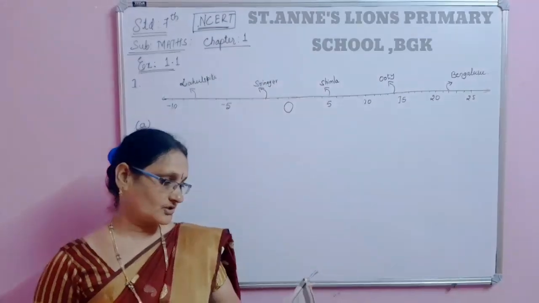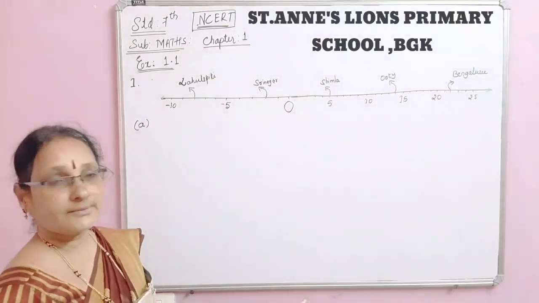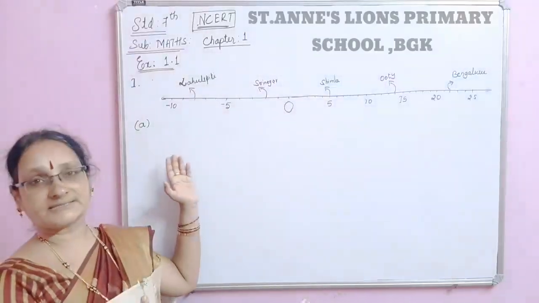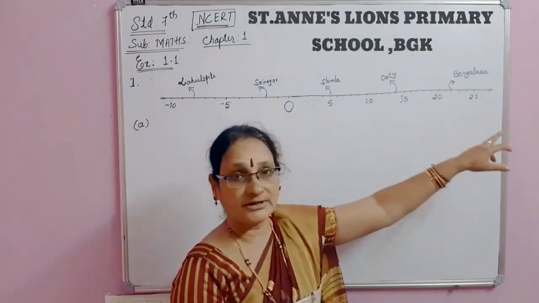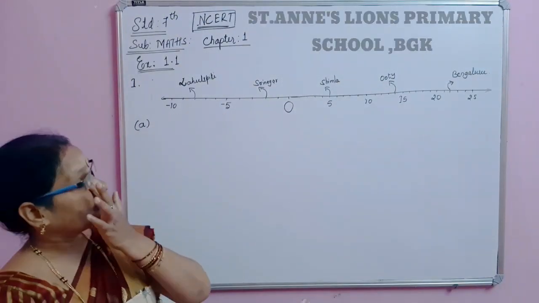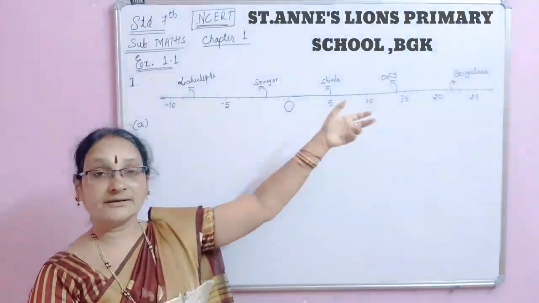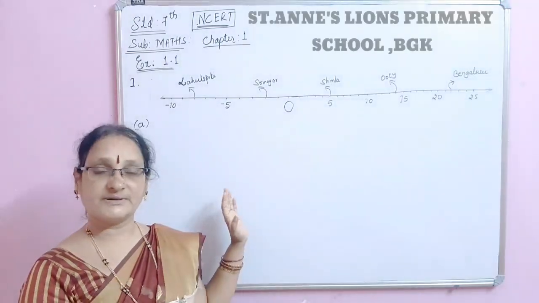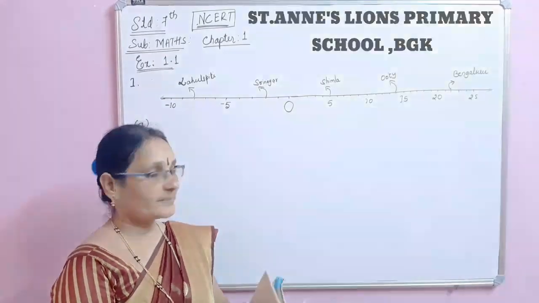Now the first question, see here, this is a number line. On this number line, at some points the temperature of the places is given. See, this is 0, 5, 10, 15, 20, 25. Here minus 5, minus 10. In between those, some places are there, and their temperatures are given. You know that temperature is measured in degree Celsius. Degree Celsius is the unit of temperature.